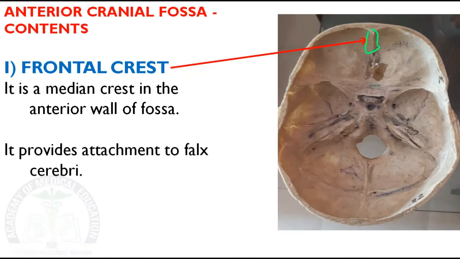Next content is the frontal crest. It is a median crest in the anterior wall of the fossa. This is the median crest present in the anterior wall of the fossa. It provides attachment to the falx cerebri.